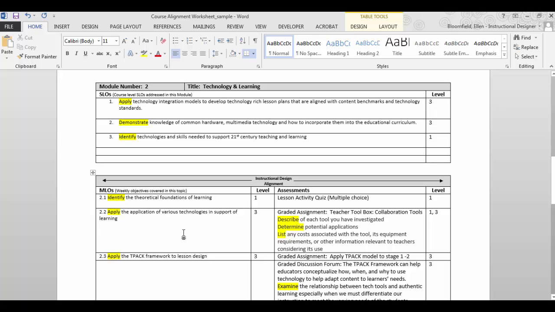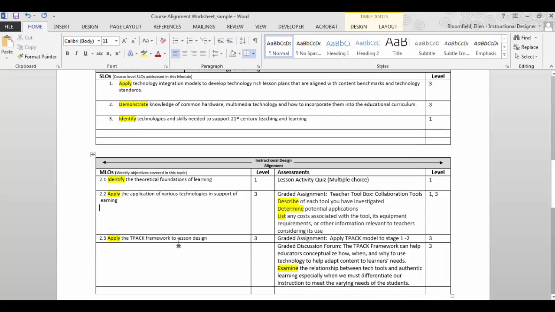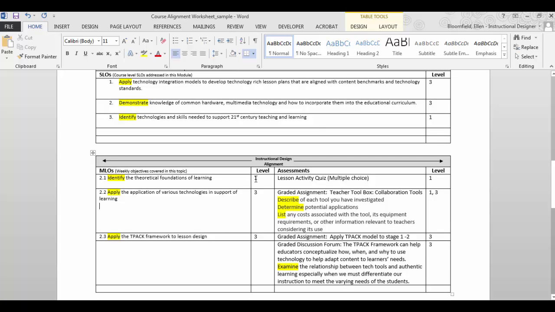If you notice, the SLOs are measuring cognitions at levels 1 and 3. After referencing my chart, so are my MLOs. They are assessing at levels 1 and 3. So at this point, the course is aligned.